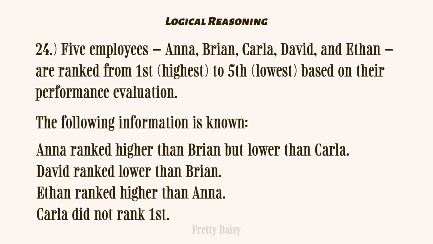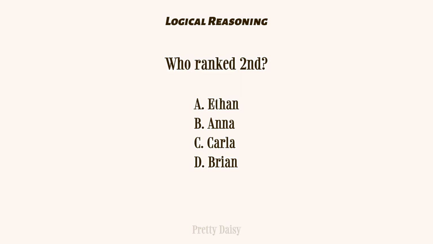24. 5 employees, Anna, Brian, Carla, David, and Ethan, are ranked from first highest to fifth lowest based on their performance evaluation. The following information is known. Anna ranked higher than Brian but lower than Carla. David ranked lower than Brian. Ethan ranked higher than Anna. Carla did not rank first. Who ranked second? A. Ethan, B. Anna, C. Carla, D. Brian.